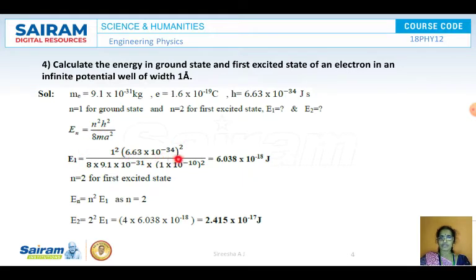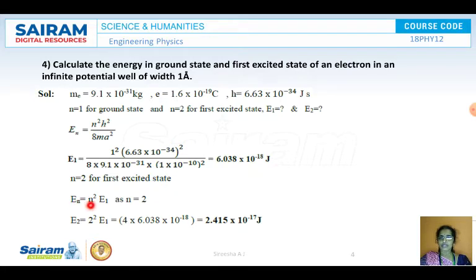substitute the values, and here A is taken as 1 angstrom, which is 1 into 10 to the power of minus 10. So you are getting 6.0838 into 10 to the power of minus 18 joules. You can convert this into electron volts or keep it, it is fine, no issues. Now we go with n is equal to 2 for the first excited state. Since we got E1, we can take it as E2.